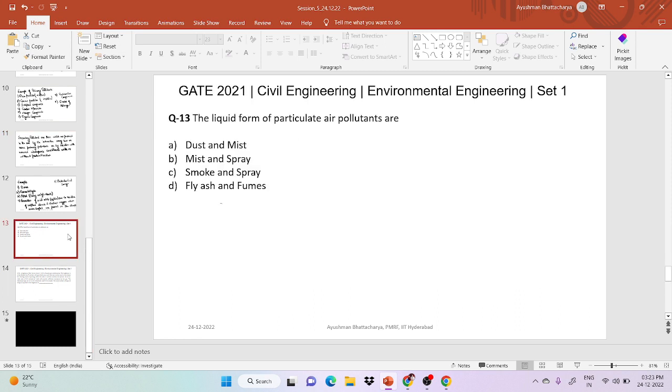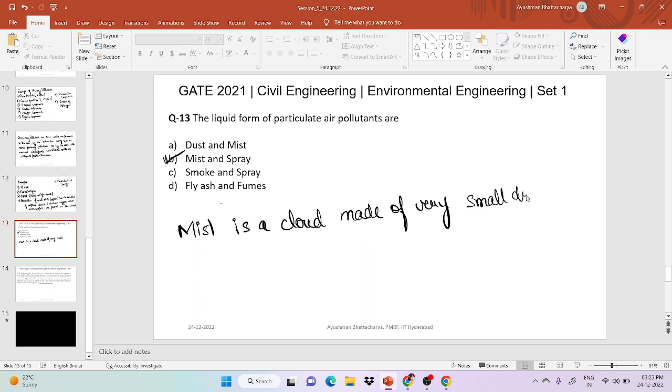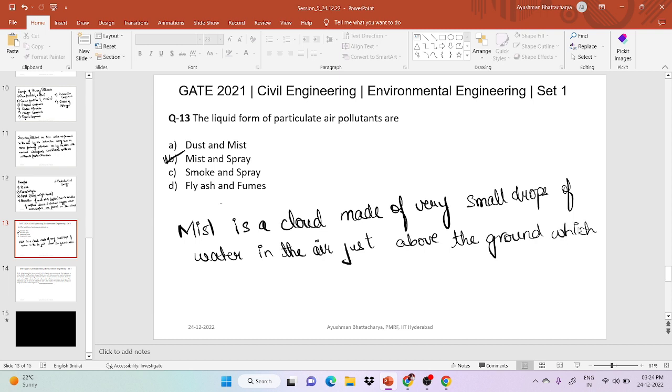The next question says the liquid forms of particulate air pollutants are. The liquid forms of particulate air pollutants are basically mist and spray. So in this question, answer B is correct. Just for your information, mist is a cloud made of very small drops of water in the air just above the ground, which reduces the visibility.